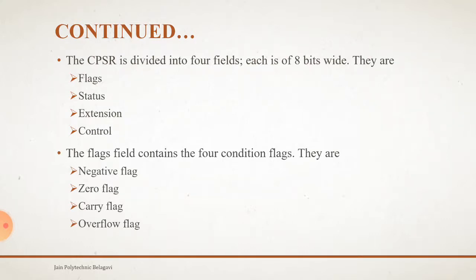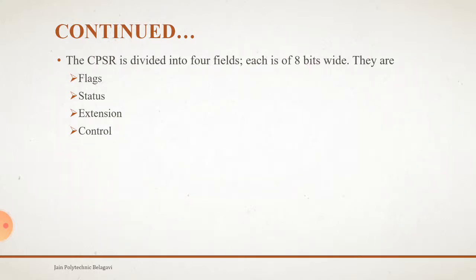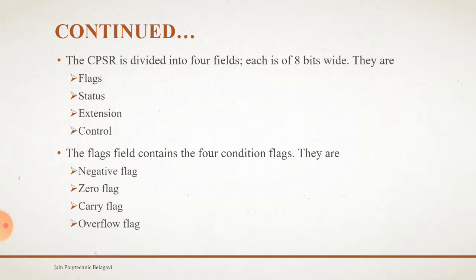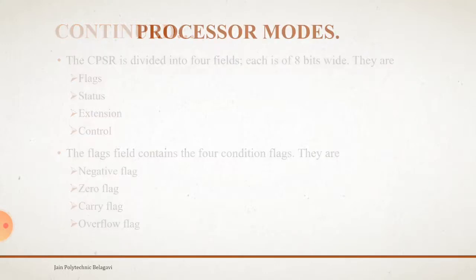The CPSR is divided into 4 fields. Each is 8 bits wide. They are flags, status, extension and control. The flags field contains 4 condition flags. They are negative flag, zero flag, carry flag and overflow flag.